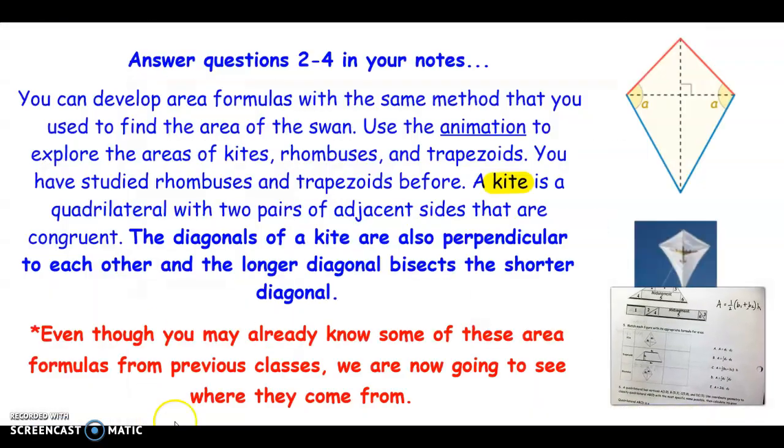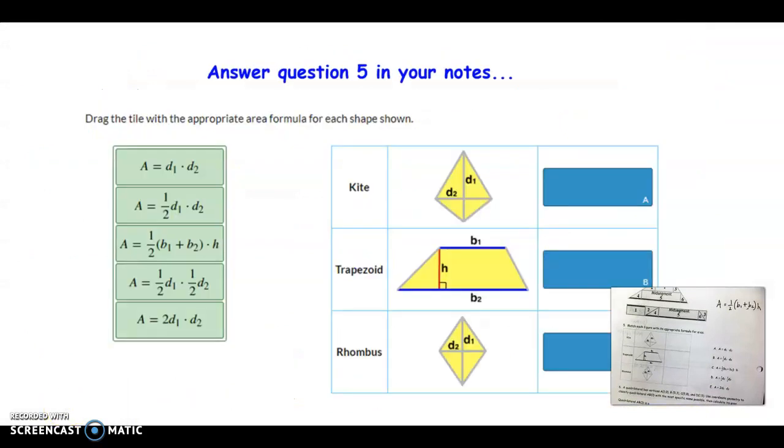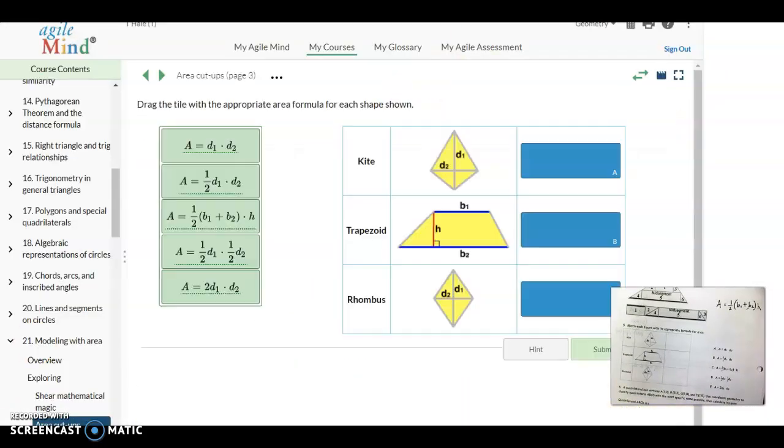So on number 5 in your notes, we're just simply matching the formula with the figure. Remember, for a kite, we said the area is 1/2 the product of the two diagonals. And that was the same thing for the, I didn't do the 1/2, did I? There we go. There it is. And that's the same thing for the rhombus, 1/2 the product of the diagonals. They have the same exact formula.